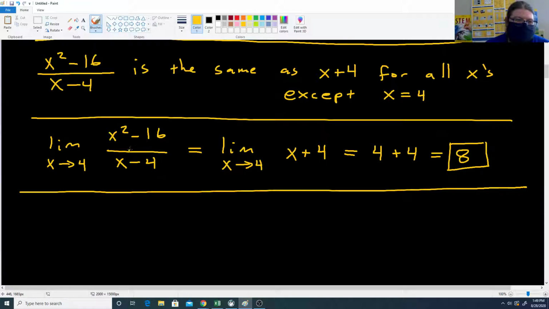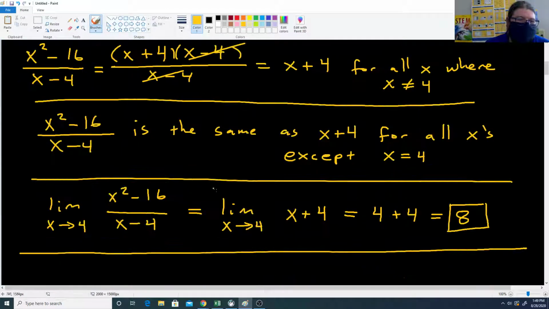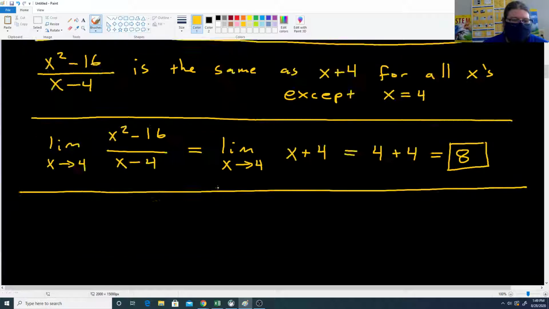Even though there is a gap there, remember the limit can still exist even if the function value doesn't. And so we're using the fact that this complicated function is the same as this function for everybody that's not equal to 4. And then we can evaluate this function using continuity.